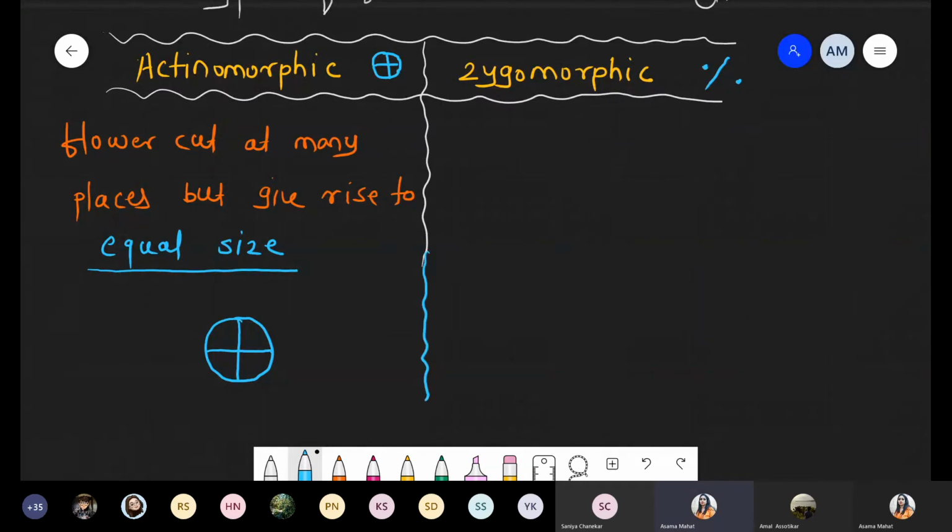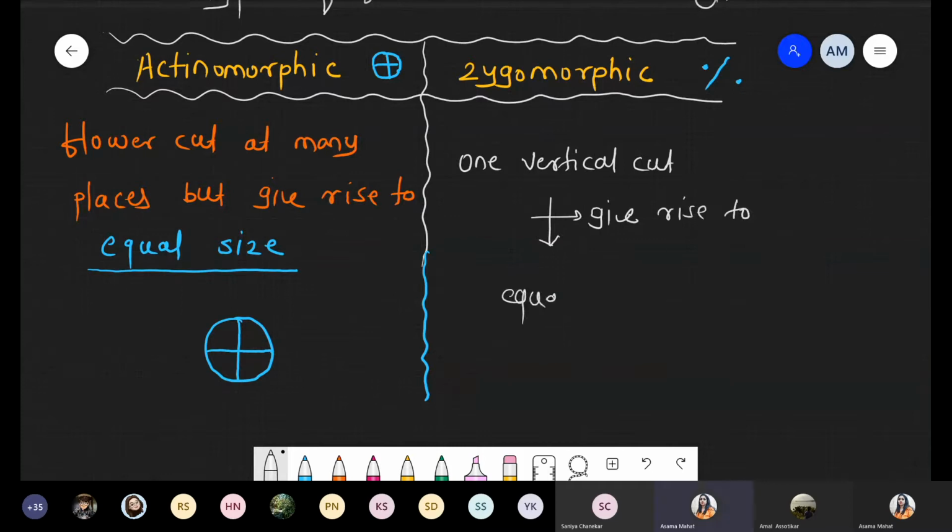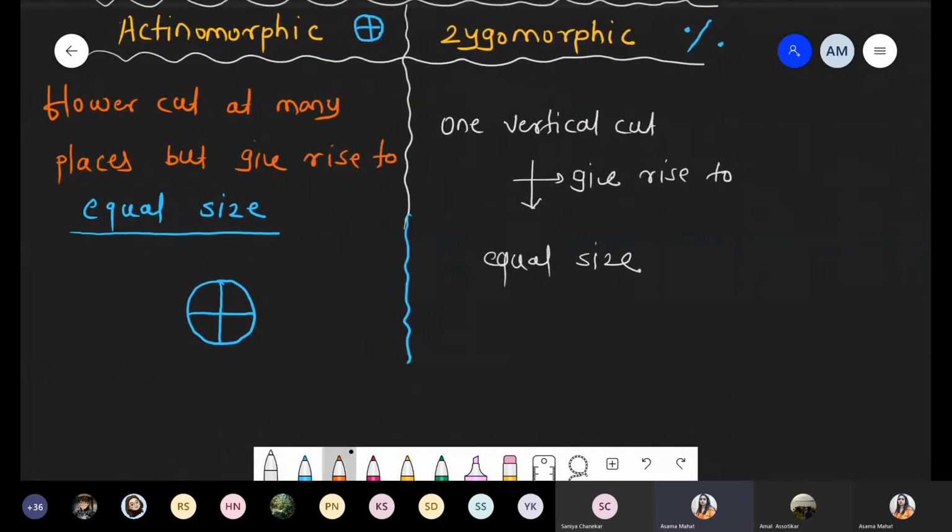Zygomorphic, next condition. When we are talking about the zygomorphic, it means only one vertical cut. This one vertical cut gives rise to equal size, meaning it is not at any direction, it has a specific direction. A specific direction is required. That's why there is one vertical line, and now it is divided into two. So simply it is represented by the percentage sign, that is zygomorphic.